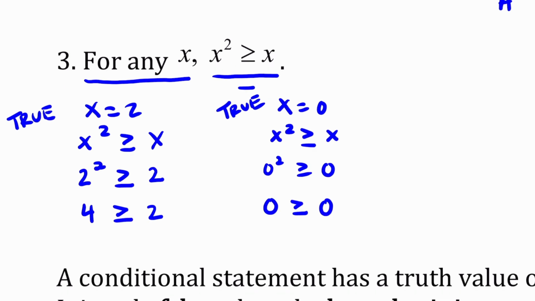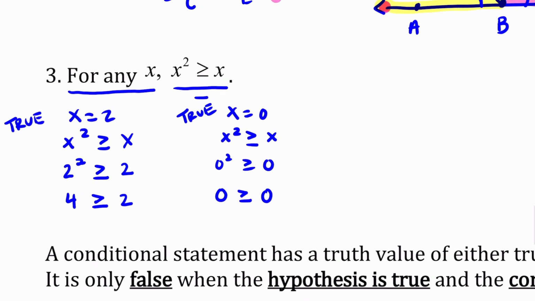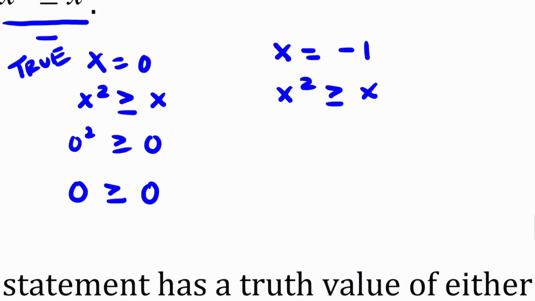Now, what if I tried a negative number? Let's say x is equal to -1. So my conclusion once again is x squared greater than or equal to x. So I'm going to replace these two x's with -1. So I'm going to have (-1) quantity squared greater than or equal to -1.